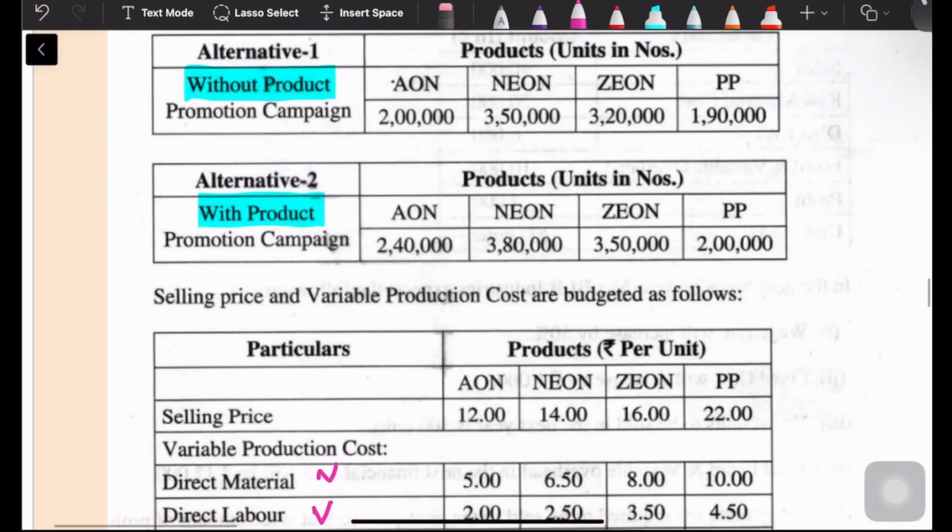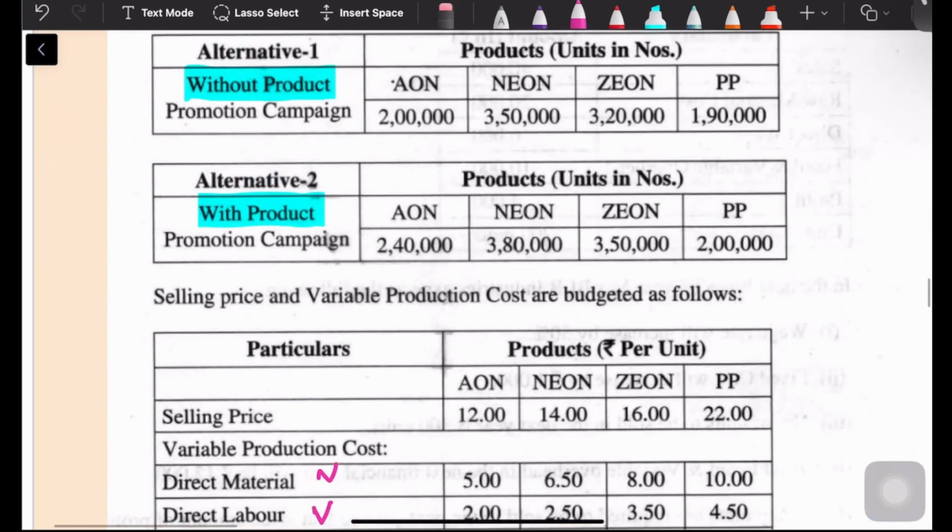Now we will compare contribution per machine hour. So which is highest? This is highest, 7.14. So this is rank number 1. Next, second highest is PP. Third highest is this 5.92, and this is the last one.